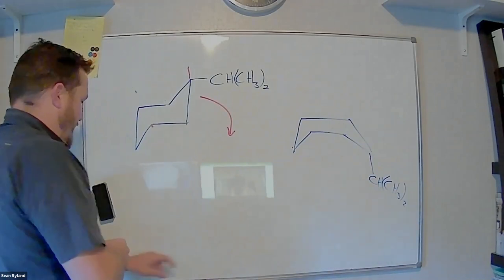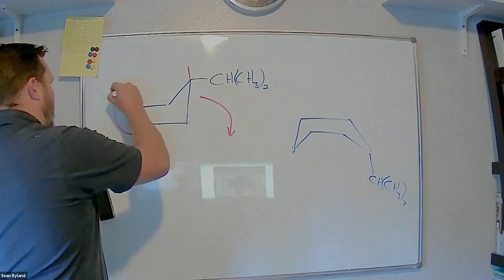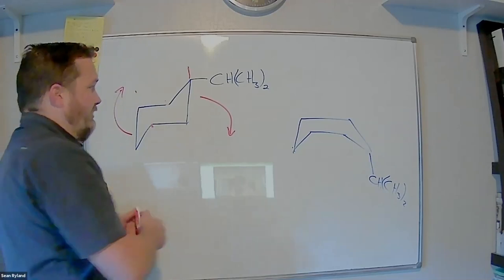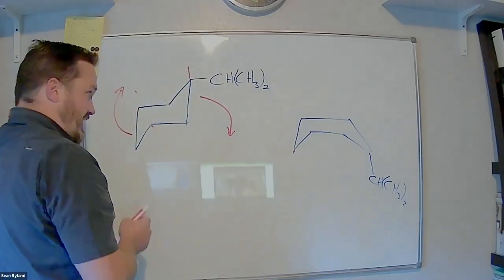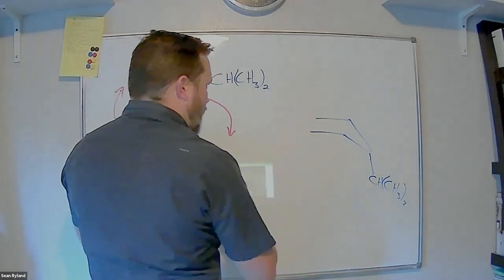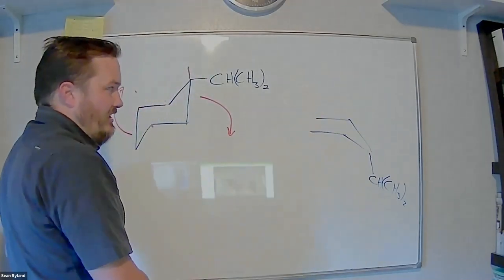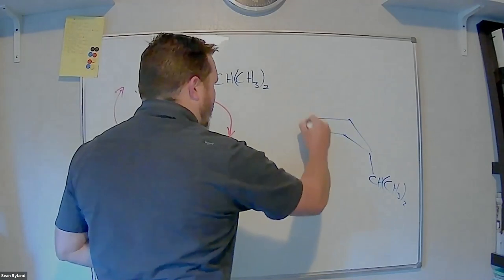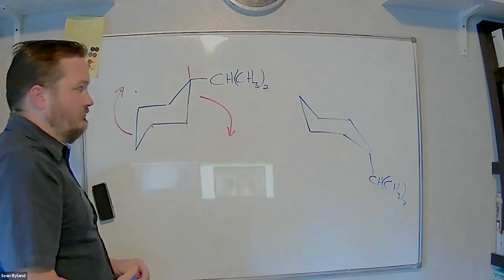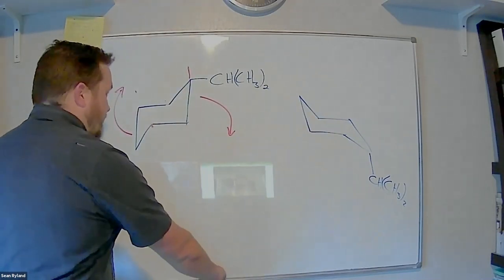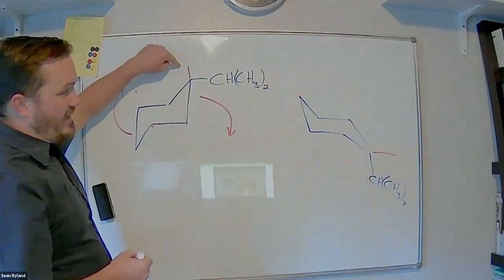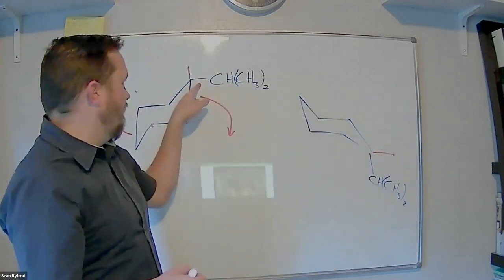And then if we finish that by having what was the footrest flip up to be the headrest, there's nothing attached to it, so it doesn't make a difference in this case as to how we draw it, really. There's no substituent that we need to worry about switching from axial to equatorial. And this, I redraw. What was the axial position is now equatorial. What was equatorial is now axial.